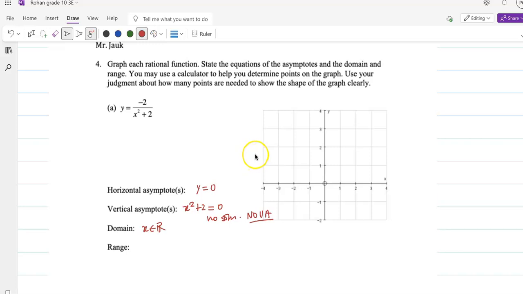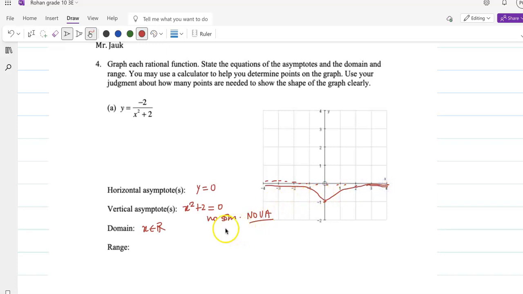And what's your minimum? -1. So the point is 0, -1. Okay, 0, -1. And it's coming like this and going like this. It's not very good, but the curve is what matters. And this is your horizontal asymptote. It has no vertical asymptote.